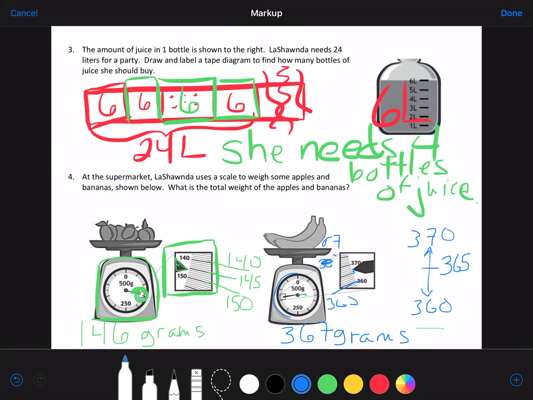So when you're studying for your test, you want to read these questions and then see if you can do it on your own piece of paper, because you want to make sure that you know, for example, what a tape diagram is and how to draw them out. Like one bottle of juice is 6. Another bottle is 12. Another bottle is 18. Another bottle is 24. And that's how you know you need 4 bottles, right?